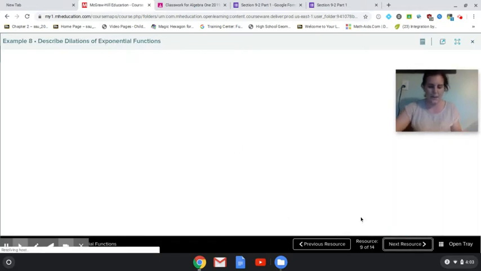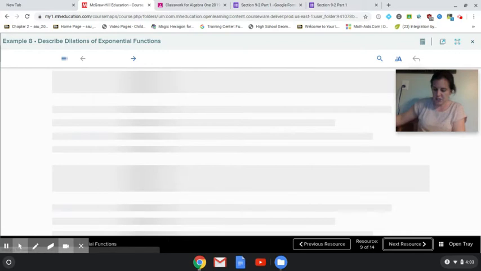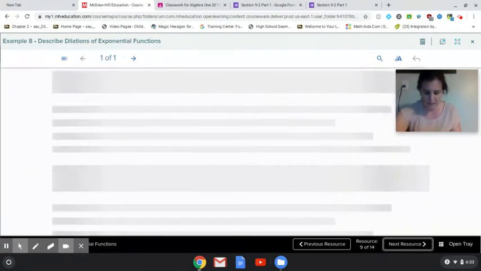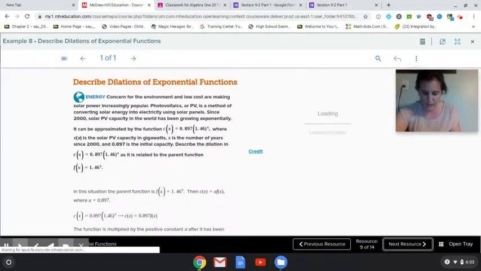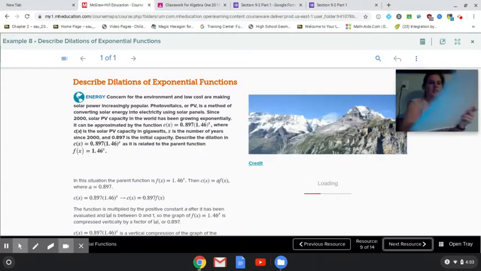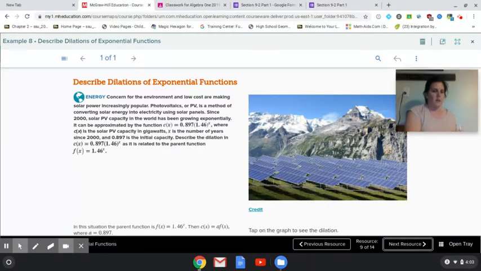All right, so example number 8, the bottom of page 501, says energy. Since 2000, solar PV capacity in the world has been growing exponentially. So as soon as I hear the words growing, I know that my graph should look like this. Ta-da! We have a horizontal asymptote down here. This is probably at 0, 1, where it's crossing the y-axis, just assuming, but I don't know that for sure. But it is growing exponentially.